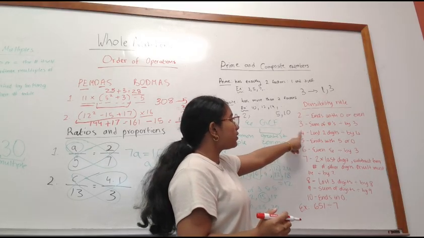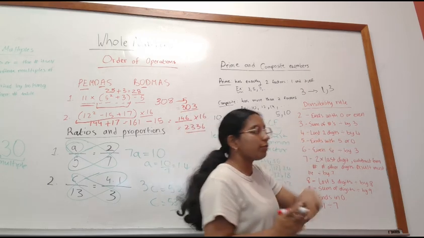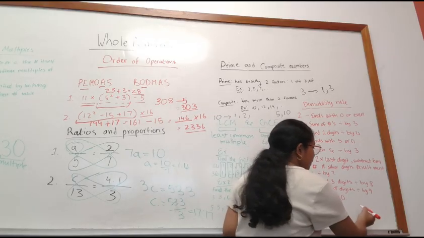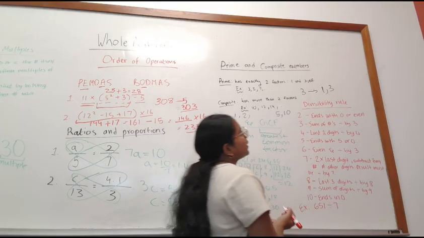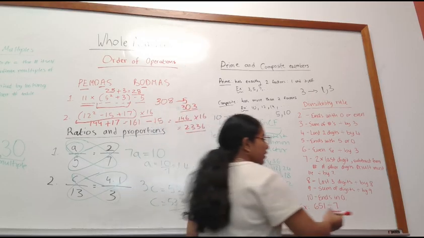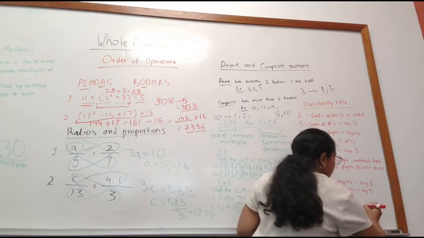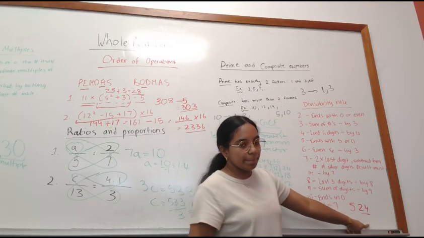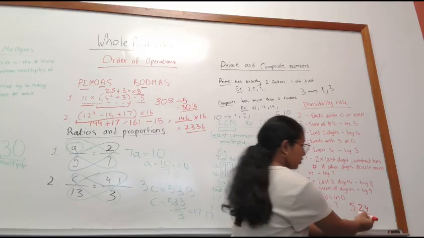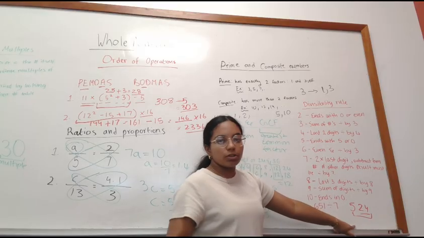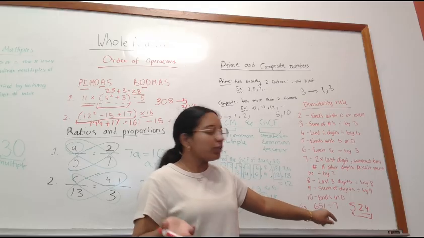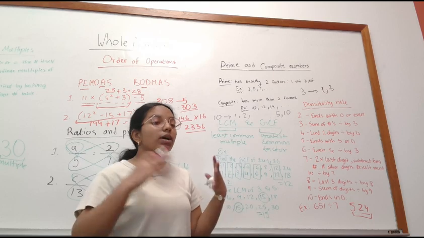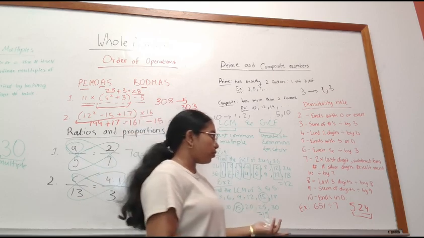And then for 4, the last two digits need to be divisible by 4. So what I mean by this is, let's take 524, right? And 24 is divisible by 4, right? And that's why this whole big number is divisible by 4. You can just look at it and say it now that you know that if the last two digits are divisible by 4, the whole number is divisible by 4.